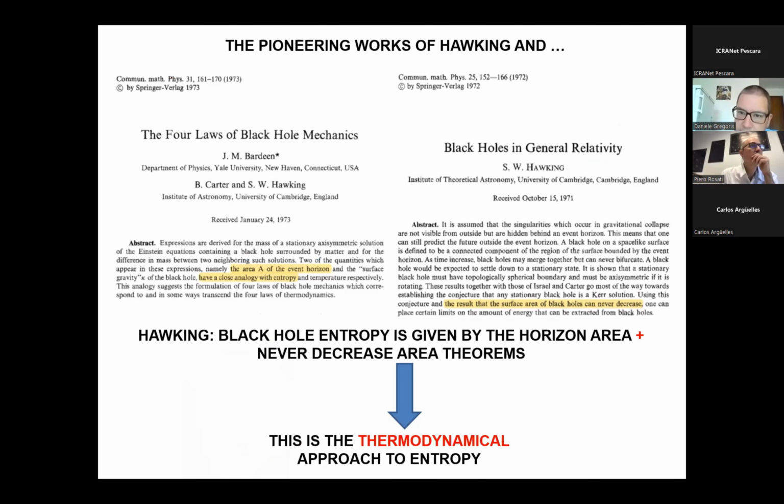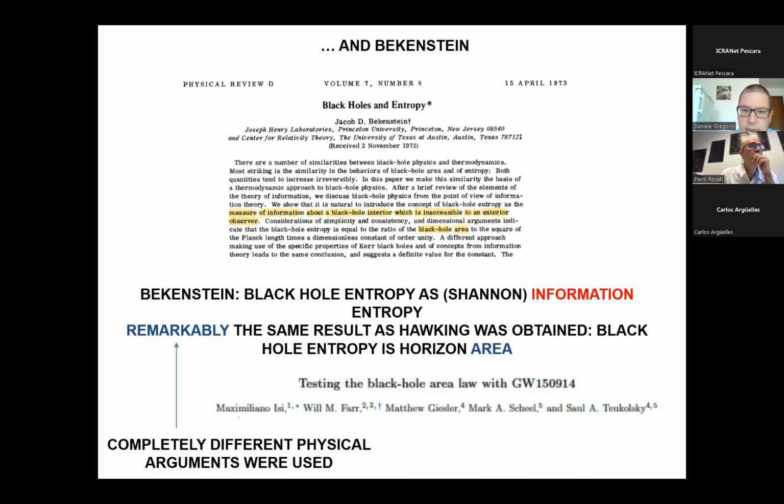In a previous paper, Hawking had demonstrated his remarkable never-decreasing area theorem for black holes. So, according to Hawking, black hole entropy is given by the horizon area of a black hole, taking into account also the never-decreasing area theorem. This is the thermodynamical approach to the notion of entropy. On the other hand, more or less in the same year, Bekenstein claimed that the black hole entropy is a Shannon information entropy. According to Bekenstein, the entropy of a black hole is related to the amount of information hidden by the event horizon. And remarkably, the same result as Hawking was obtained: black hole entropy is horizon area, also following this approach.